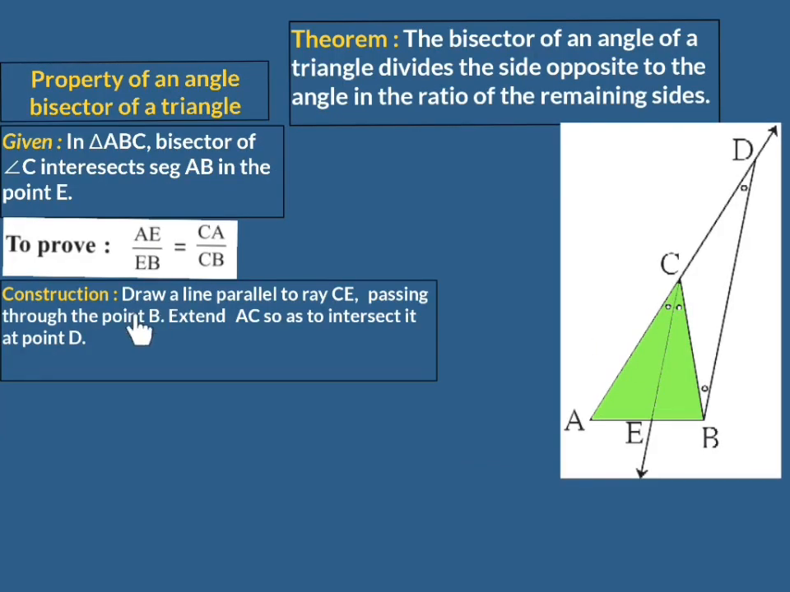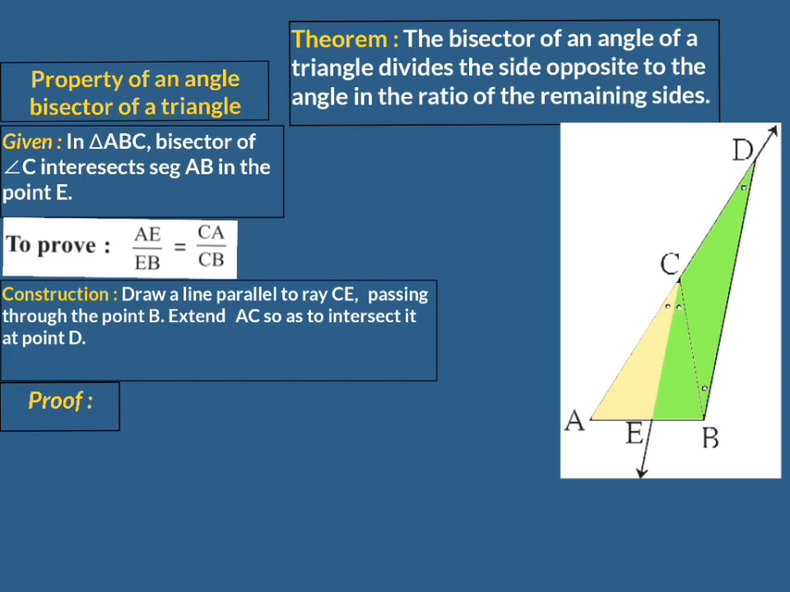To prove this, we'll do one construction. Draw a line parallel to ray CE passing through point B, and extend AC so as to intersect it at point D. Here ray CE is parallel to segment BD, and A-C-D.